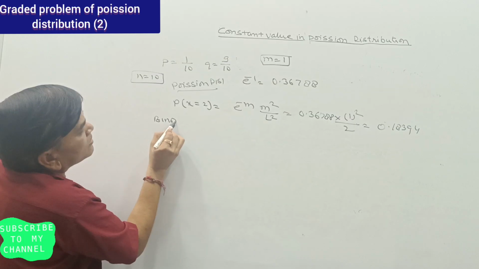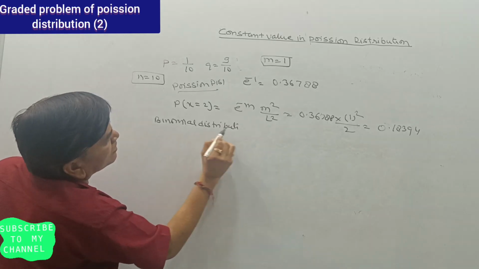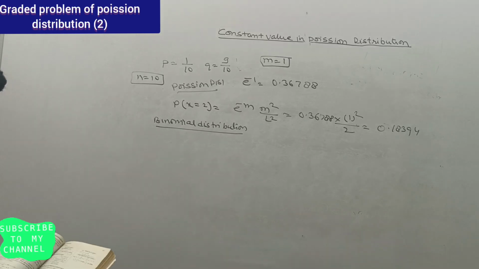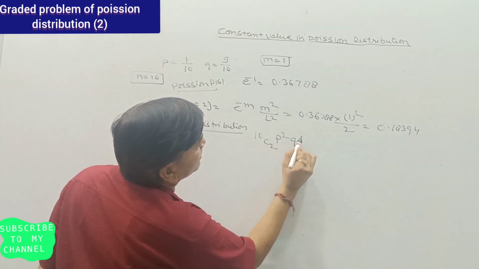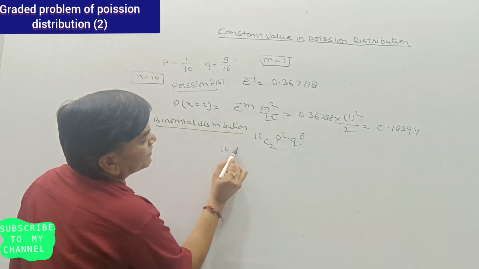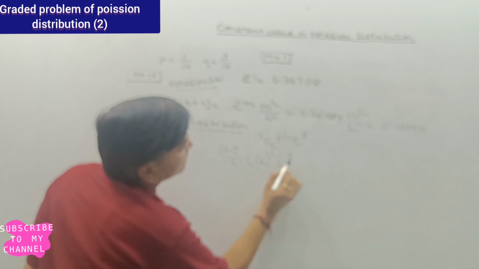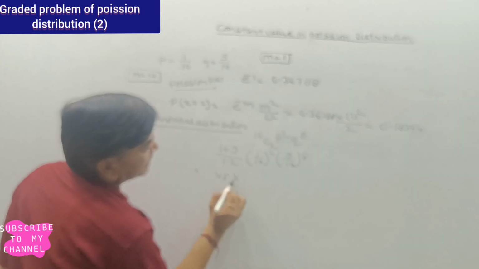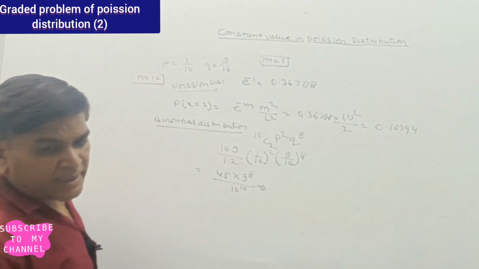Binomial distribution. For the binomial distribution, we are having the Bernoulli theorem. So exactly 2, that is 10 C2 p raised to power 2 q raised to power 8. So 10 multiply 9 upon 1 multiply 2, 1 by 10 raised to power 2 and 9 by 10 raised to power 8. We have to calculate this. So 45 multiply 9 raised to power 8 divided by 10 raised to power 10. So getting the solution of this.